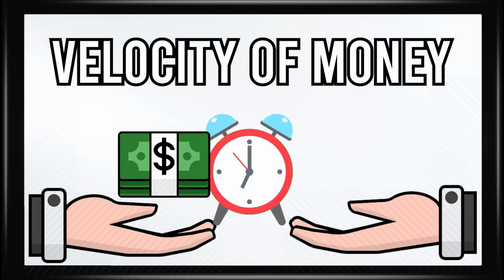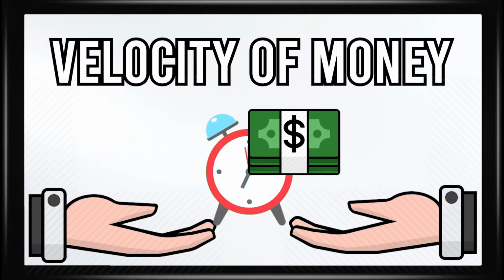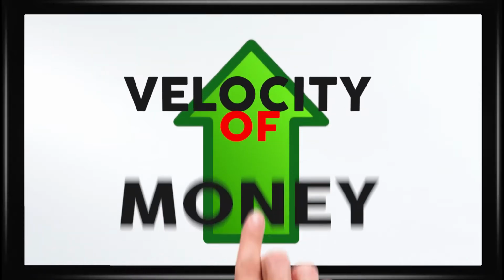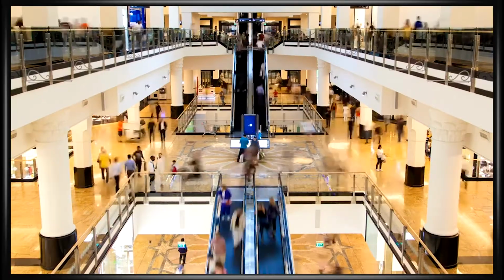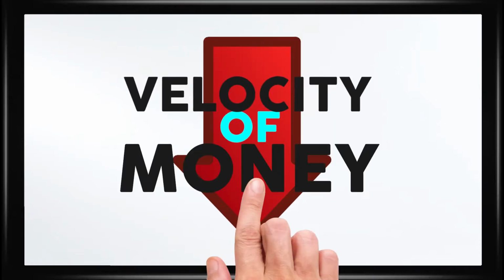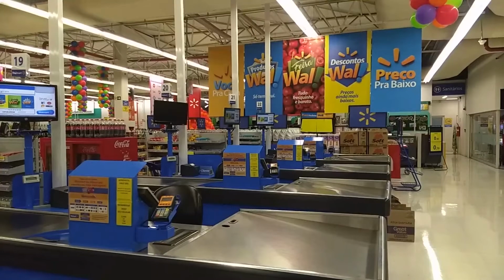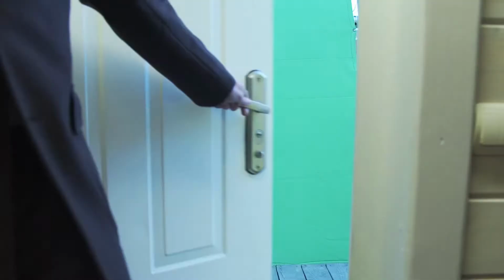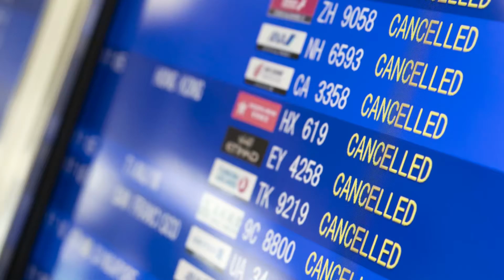Let's keep it simple. Velocity of money is basically how much money, capital, changes hands in a specific period of time. So if we have a high velocity of money, that means there's a lot of economic activity going on. That means there's a lot of buying, a lot of selling, a lot of people out there making it happen. And on the other hand, when the velocity of money is low, that means there's not a lot of economic activity. People are at home, not spending money, not going out, not traveling, what have you.